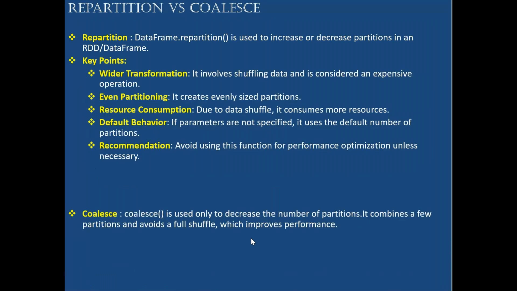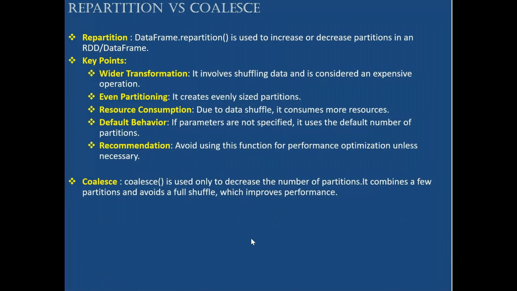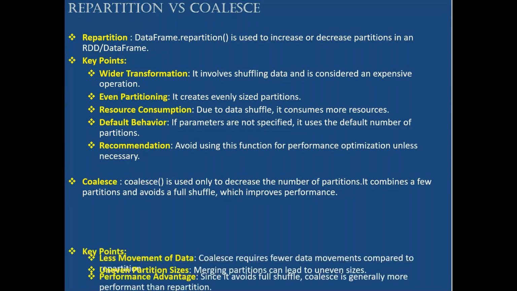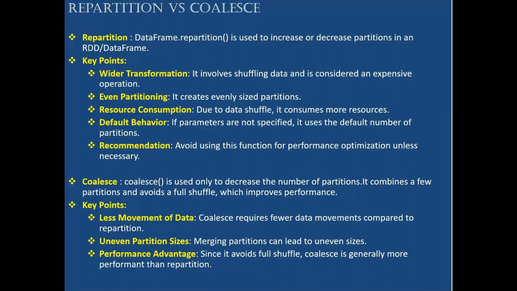Repartition is a wider transformation which does even partitioning when you apply it. That's why, when the existing data is unevenly distributed, you can apply repartition for even partitioning. It consumes more resources as there is shuffling of the data, so repartition is not highly recommended. Whereas coalesce does less movement of data, so less consumption of resources, and it is good for performance.